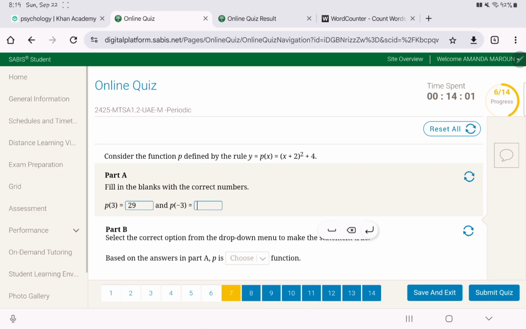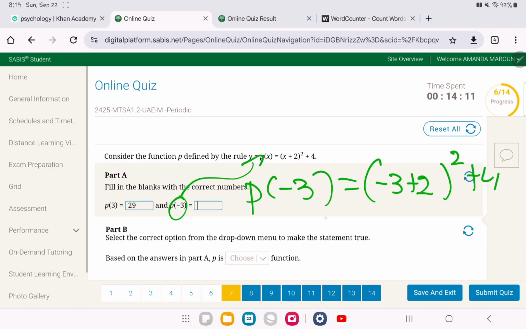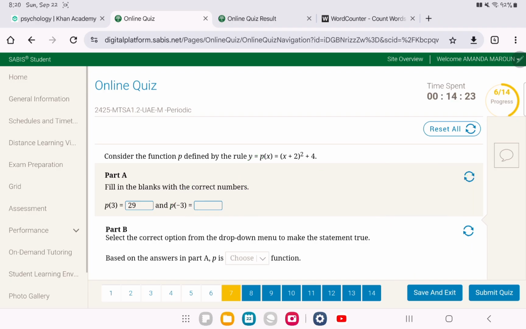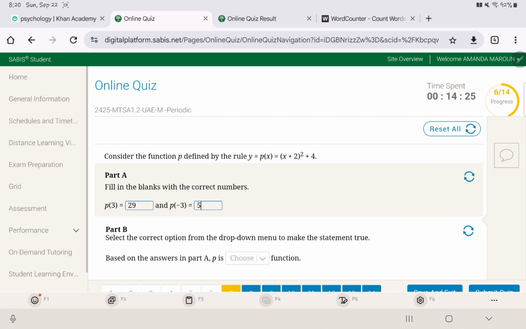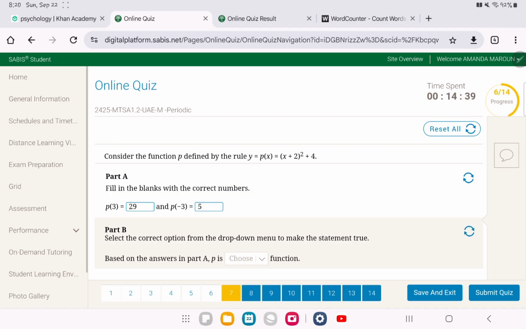p(minus 3), we're going to substitute the minus 3 in the x. So p(minus 3) is equal to (minus 3 plus 2) squared plus 4. Then we're going to get it's equal to (minus 1) squared plus 4, which is then 1 plus 4, which is 5. So p(minus 3) is equal to 5. So that is for part A.